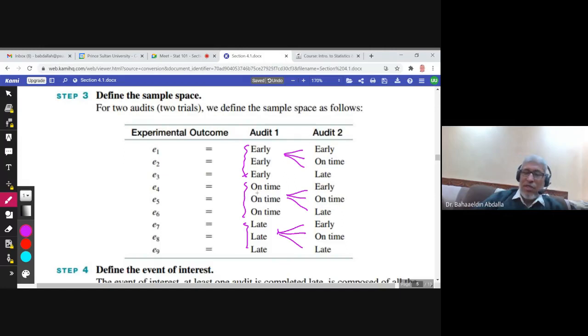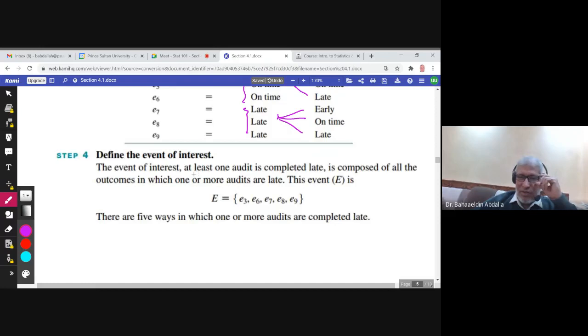So what would be the sample space? All of these from E1 to E9, 9 choices, 9 outcomes. Well, we need to define an event of interest here. What is the event of interest? At least one audit is completed late. At least one means 1 or 2. Why 2? Because we have only 2 audits. So the event of interest is composed of all the outcomes in which 1 or more audits are late.